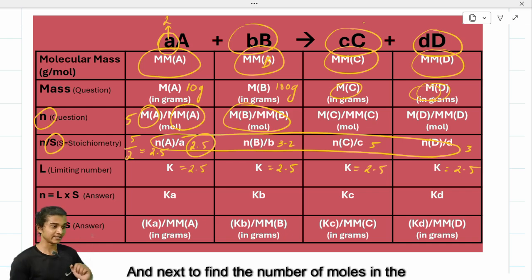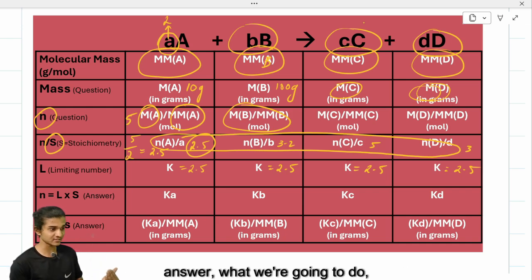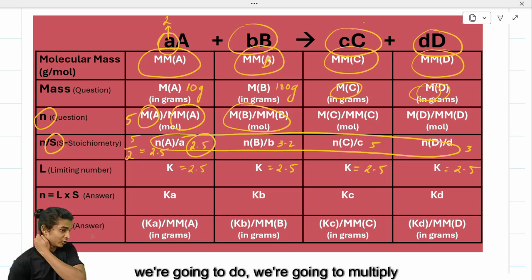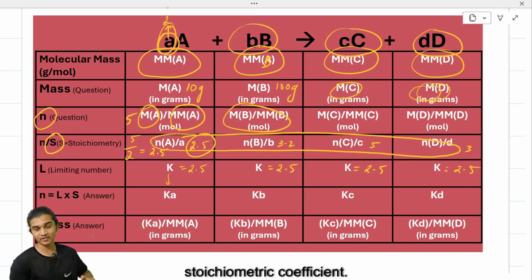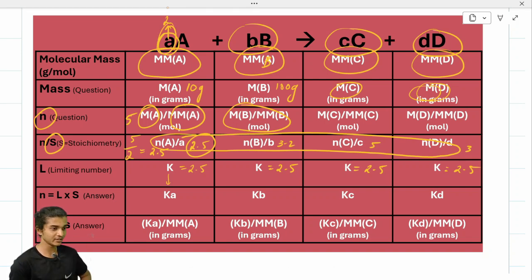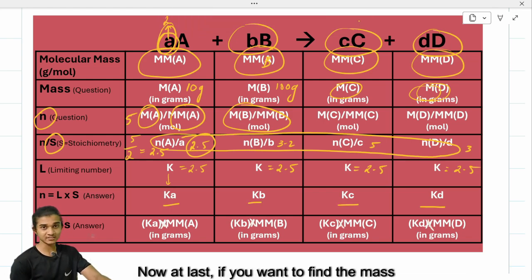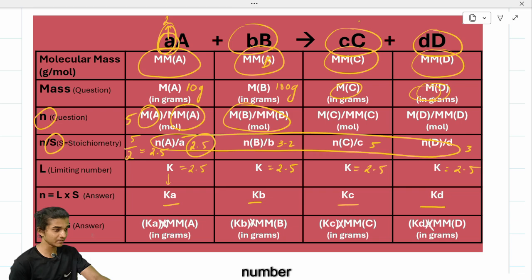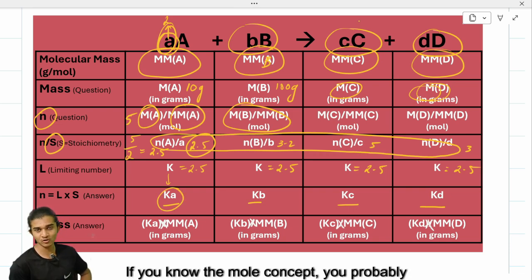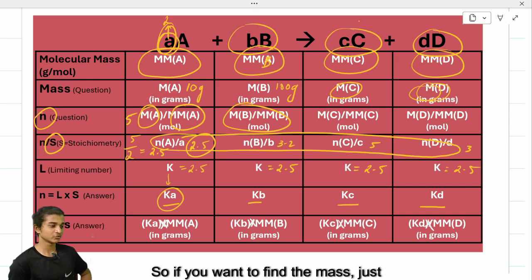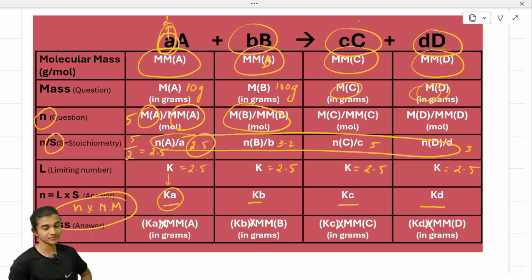Next, to find the number of moles in the answer, you're going to multiply this K value again with the stoichiometric coefficient. So this is K into A, K into B, K into C, and K into D. Now at last, if you want to find the mass, just multiply the number of moles, Ka, Kb, Kc correspondingly, with the corresponding molecular masses. If you know the mole concept, you probably know this. You'll get your mass as your final answer.